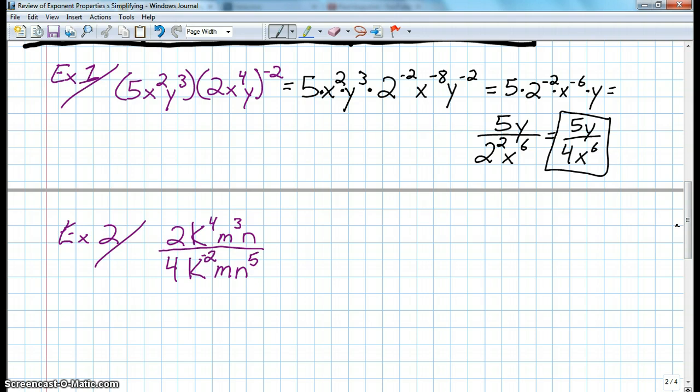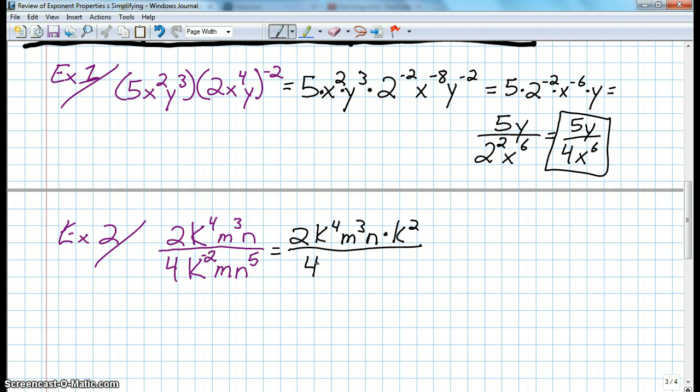With the next one, we have 2k to the 4th, m to the 3rd, n, divided by 4k to the negative 2nd, m, n to the 5th. With this, I'm going to suggest that we take care of just this negative exponent first. That's the only one that has a negative exponent, so it's the only one that we can move, really. This then will become 2k to the 4th, m to the 3rd, n, and this k to the negative 2nd gets moved up here and becomes k to the 2nd. We're still multiplying everything.